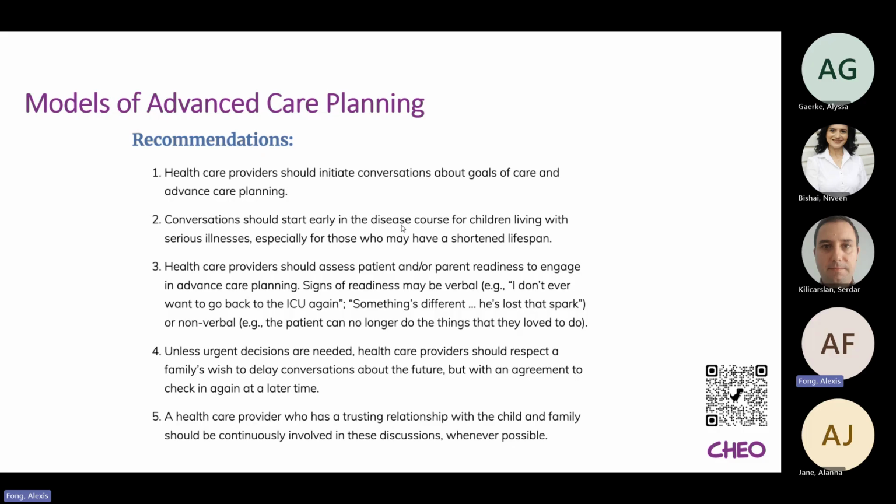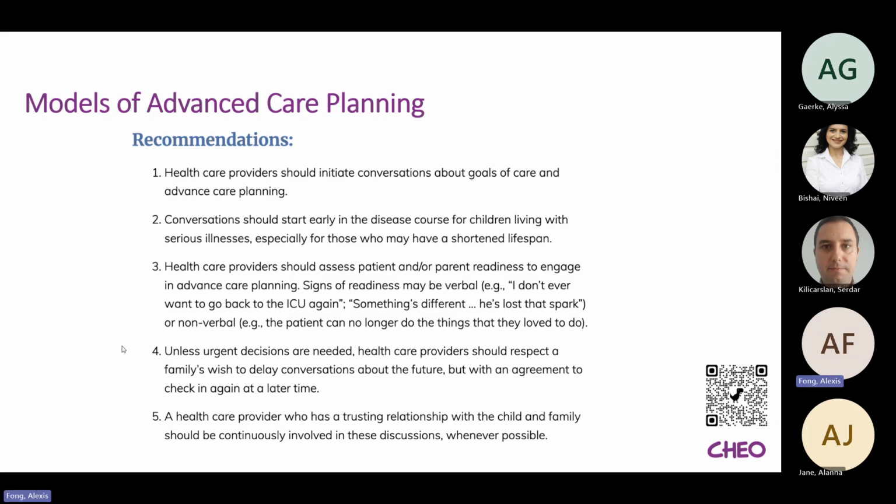Healthcare providers should assess patient and or parent readiness to engage in advanced care planning. Signs of readiness might be verbal, like, "I don't ever want to go back to the ICU again," or "Something's different, you've lost that spark," or nonverbal, i.e. the patient can no longer do the things that they love to do. Unless urgent decisions are needed, it's important that we respect families and their wishes to delay conversations about the future, but ensuring that you have an agreement that you're going to check in again at a later date.